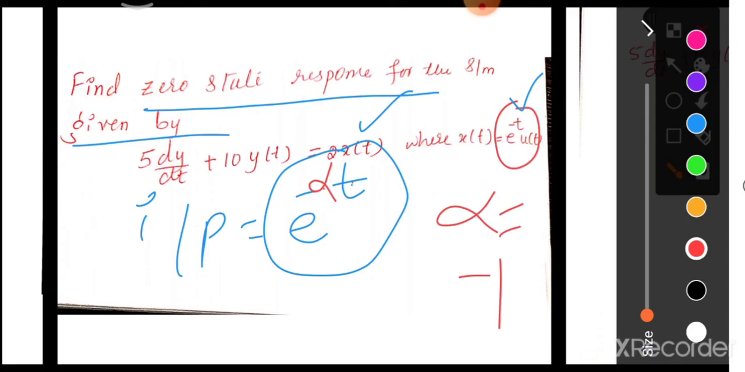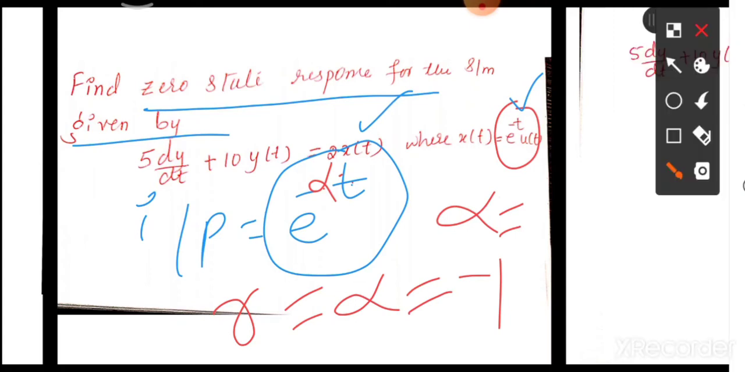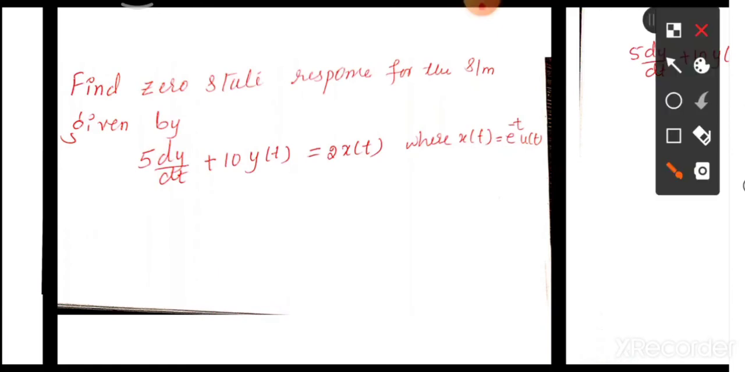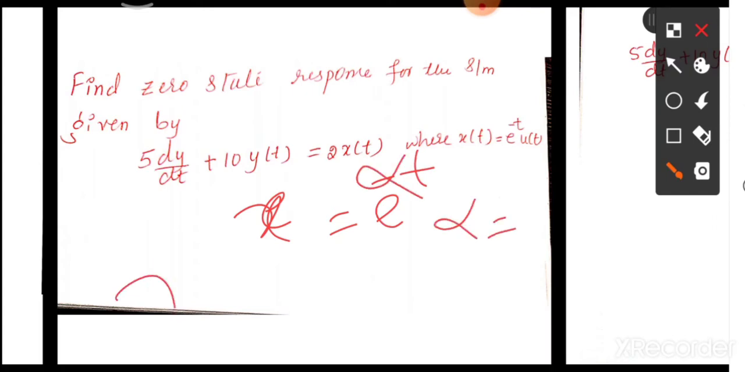So whenever you have an exponential, you have to compare your alpha value with your roots. The roots and alpha should not be the same. If those two are the same, then you have to treat this as the repeated roots case. So I repeat once: you have the input as exponential minus t, so the coefficient of t is alpha, and then we first find the roots of this equation.